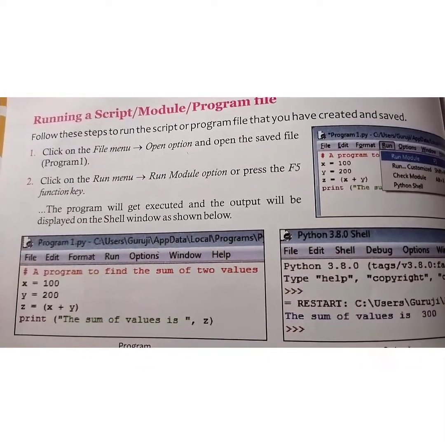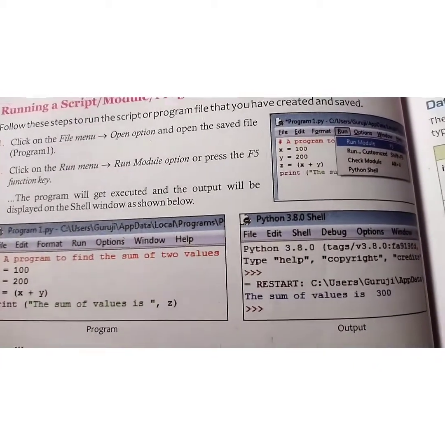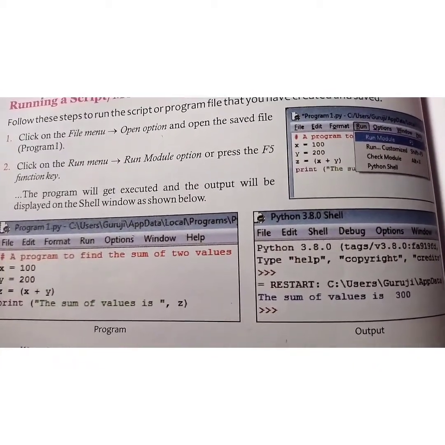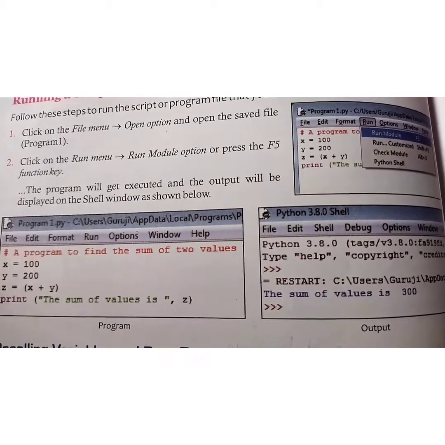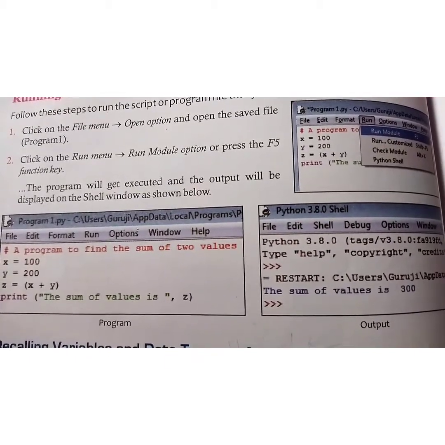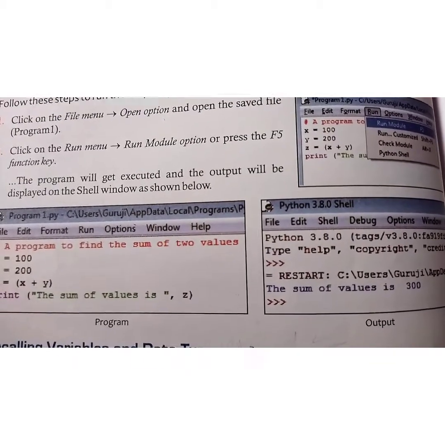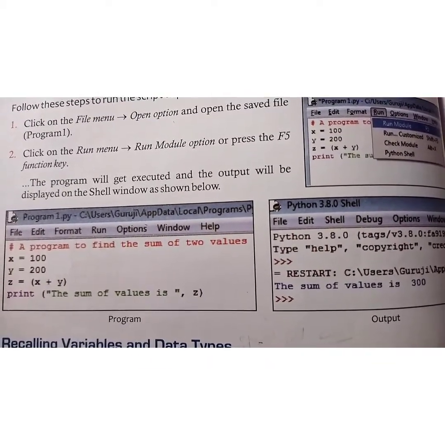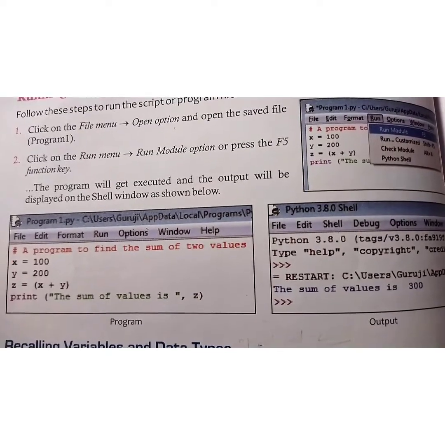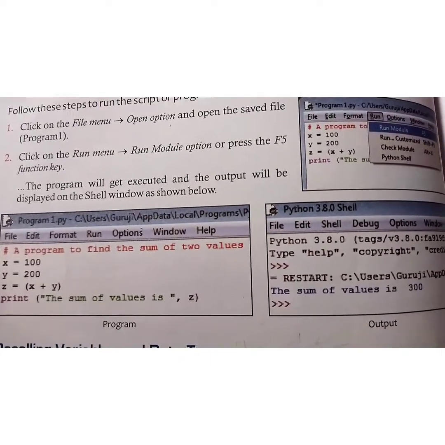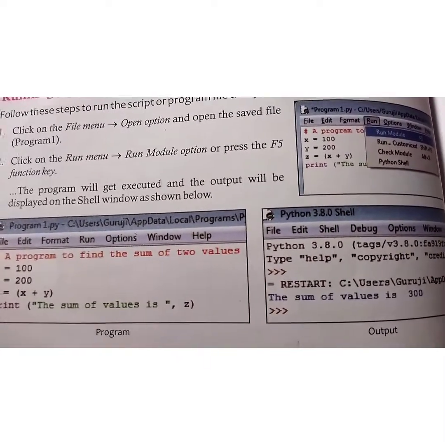After you save this program, you can see this output. So next you can see the output of this program. The result will be shown, the result will come as 300. So the accurate answer is 300. So 100 plus 200 equals 300. Okay, so you can see this output in this program.